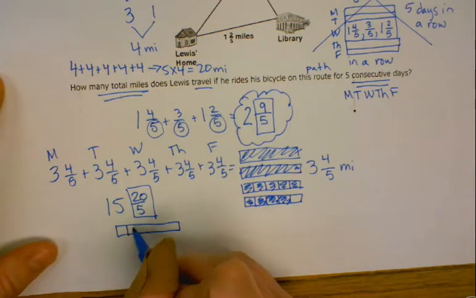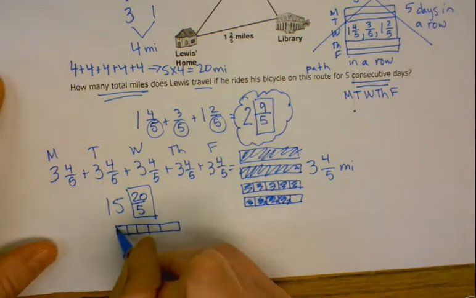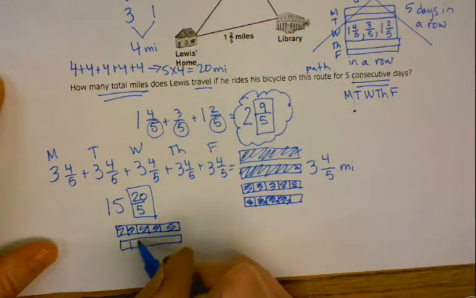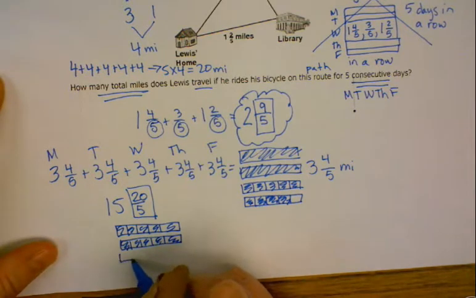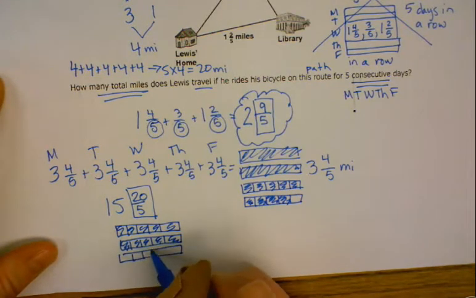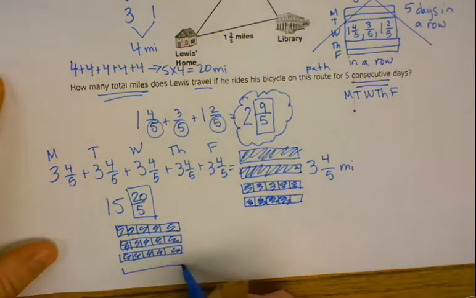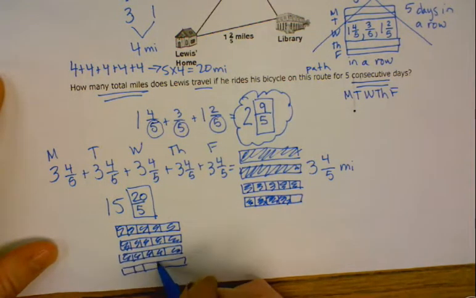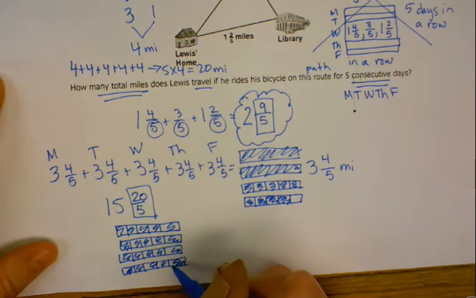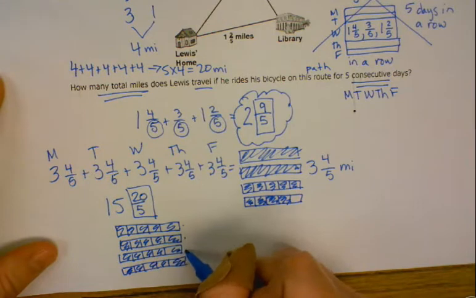1, 2, 3, 4, 5 parts. 1, 2, 3, 4, 5. Another. 6, 7, 8, 9, 10. Another. 11, 12, 13, 14, 15. Almost there. 16, 17, 18, 19, 20. 20/5. I have 1, 2, 3, 4 here.